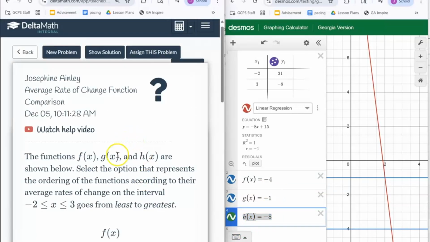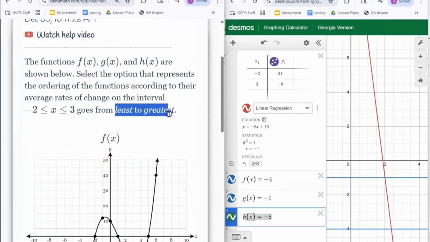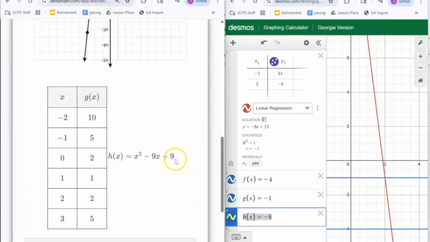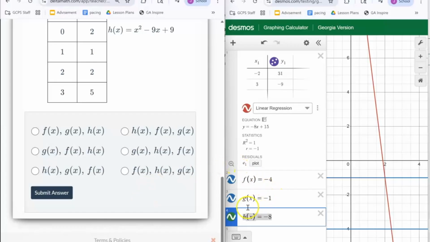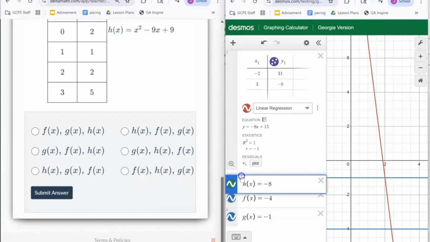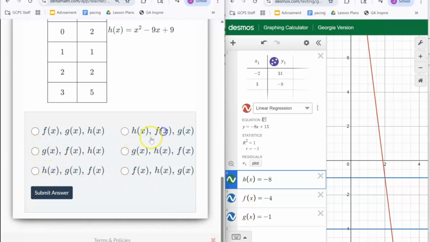All right. However, in this one, you're going to put it from least to greatest. Okay, we're going to put it from least to greatest. So least will be -8. And look at that, I'm organizing it here. -4 will be second least. The greatest one will be -1. So I'm looking for HFG. HFG.